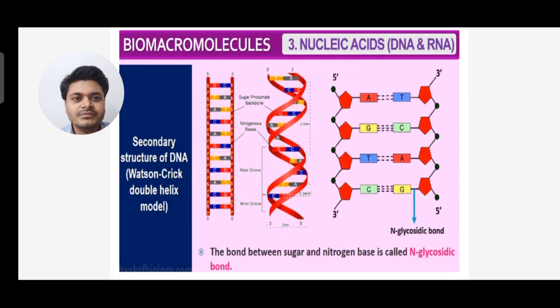And the bond between sugar and nitrogen base is called N-glycosidic bond. Alright, so the bond formed between nitrogen base and sugar, you can see the diagram given, N-glycosidic bond. The structure is also given between a sugar and a nitrogen base. Alright, so previous one was between sugar and phosphate, that's phosphodiester bond, and here between nitrogen base and sugar, that is N-glycosidic bond.